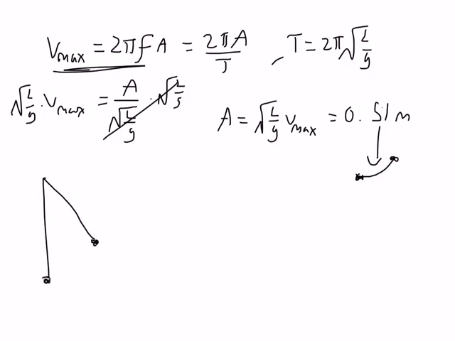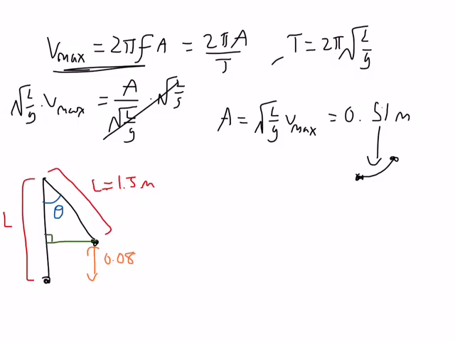So this length is L, and this length is L, and the angle between them is theta. Right? So if I carefully draw in a right triangle, we know that this is the 0.08 meters, and specifically we know what L is as well. This is the 1.5 meters, right?